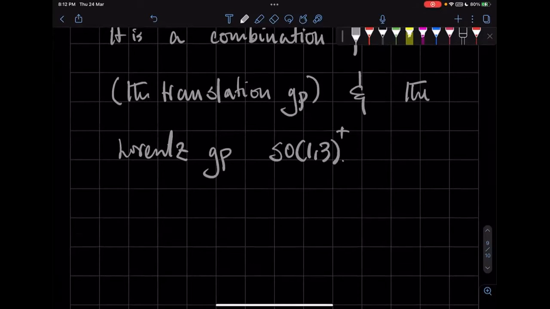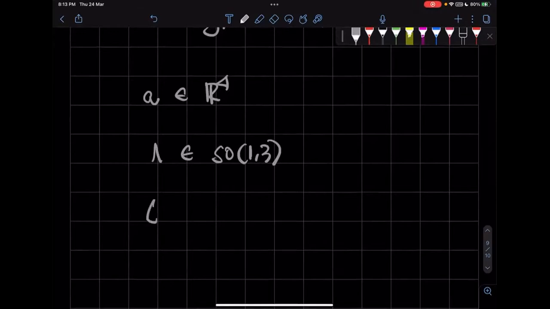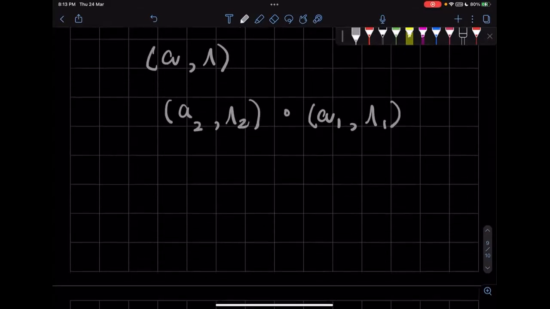Now, this is not a simple product. And to see this, let's take an element A from R4 and lambda from SO(1,3), and let's take this ordered pair of these guys, right? Now, if I do two transformations, one after the other, what is the result? So let's see. The way we interpret the action of this is that this is the first set of transformations. First, we do a rotation.